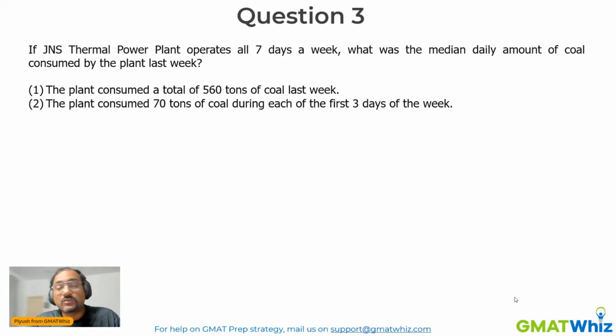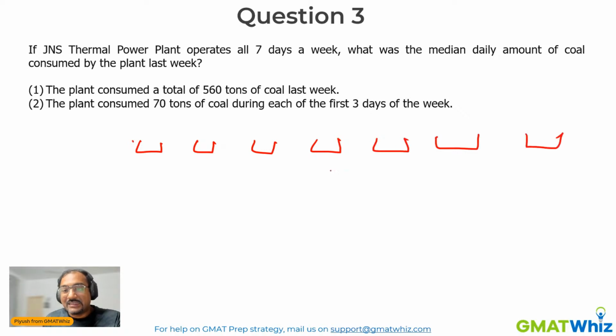Now, if I look at this question, let's see. It says a power plant operates 7 days a week. What is the median amount of coal consumed by the plant in the last week? So I need to have the median. If I arrange the amount of coal consumed by the plant in ascending order, the fourth one, since this is over 7 days, will be my median. So it has to be arranged in ascending order.